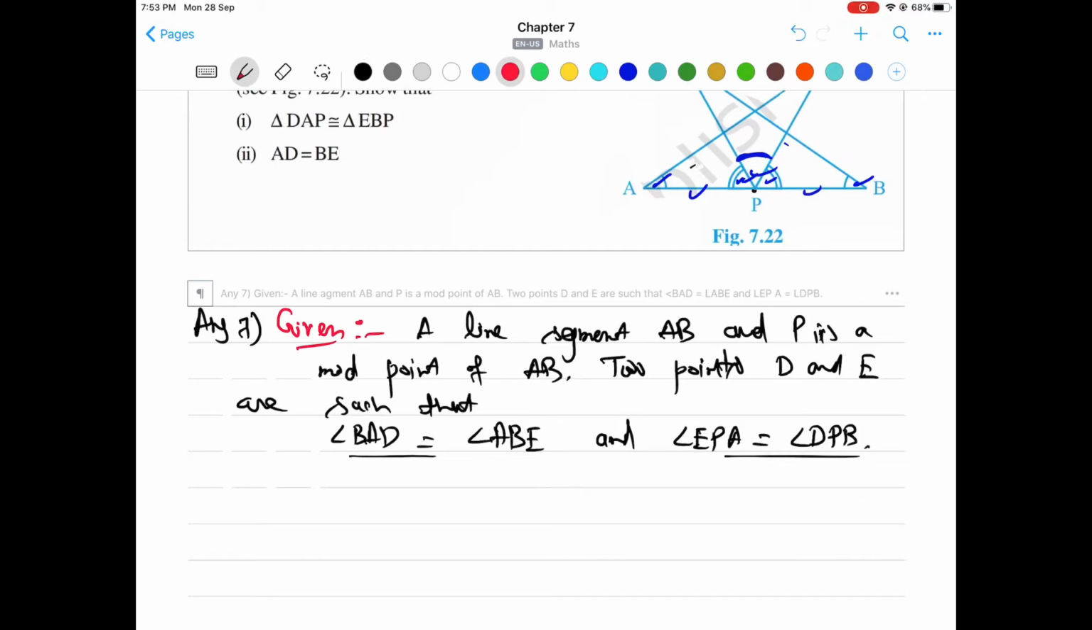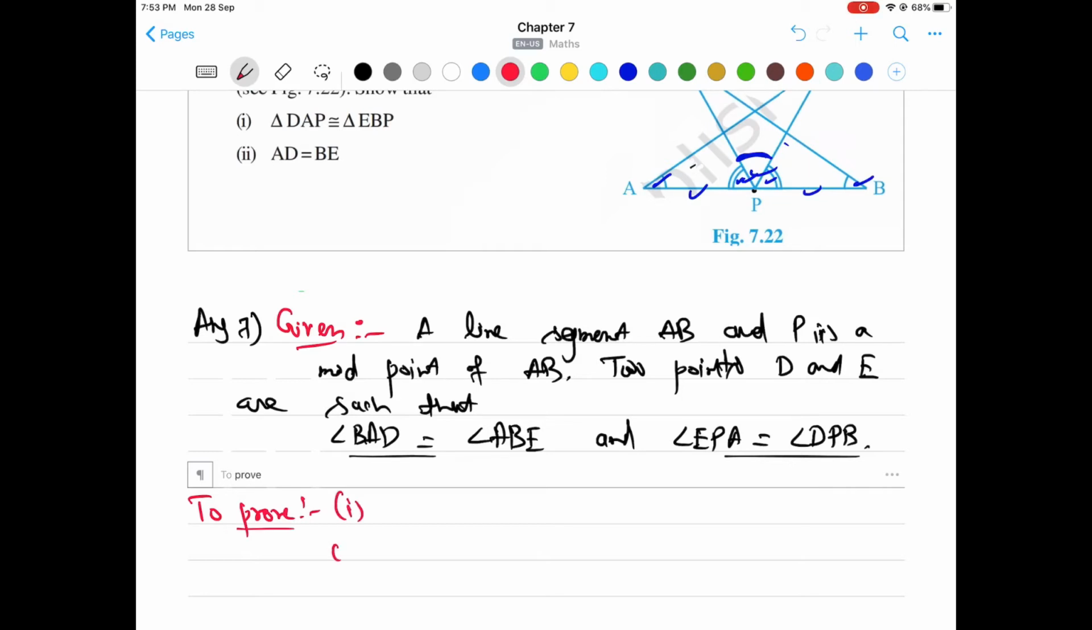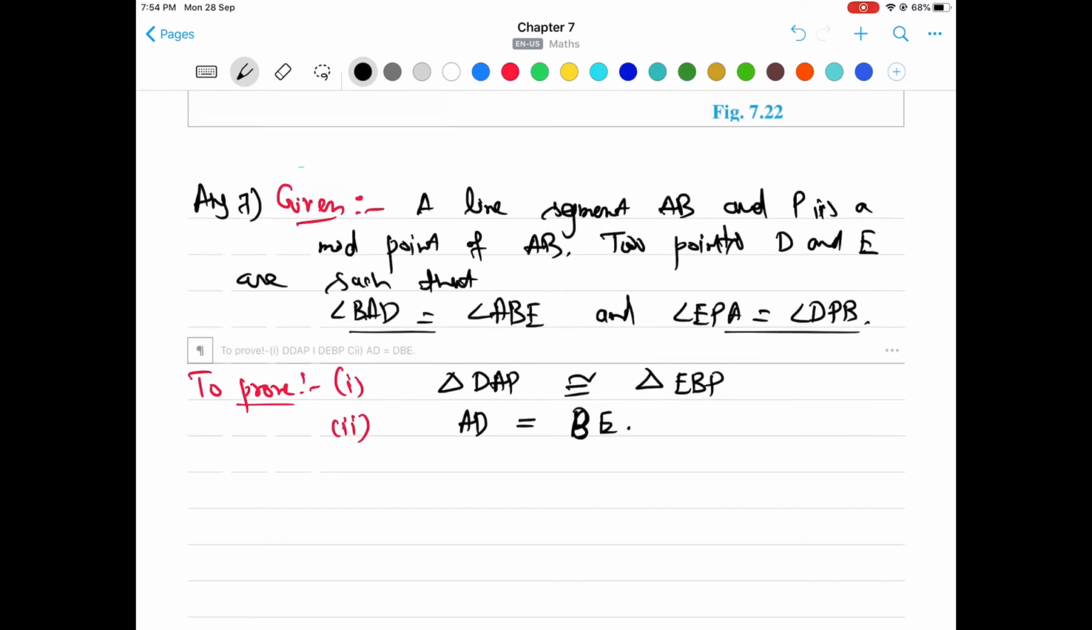This is given. Okay, so now we'll write to prove. We have to prove two things. First one is that triangle DAP is congruent to triangle EBP and AD is equal to BE. Okay, now let's start this proof.